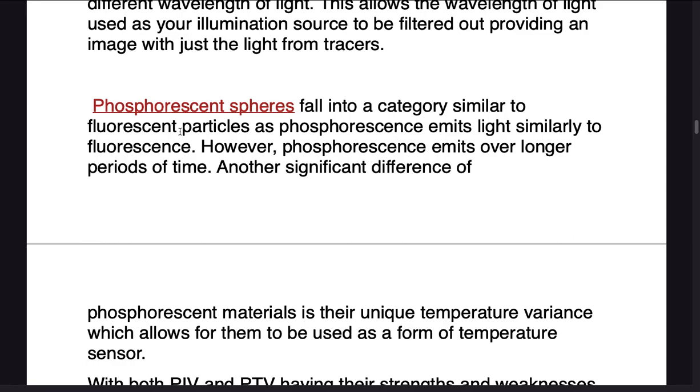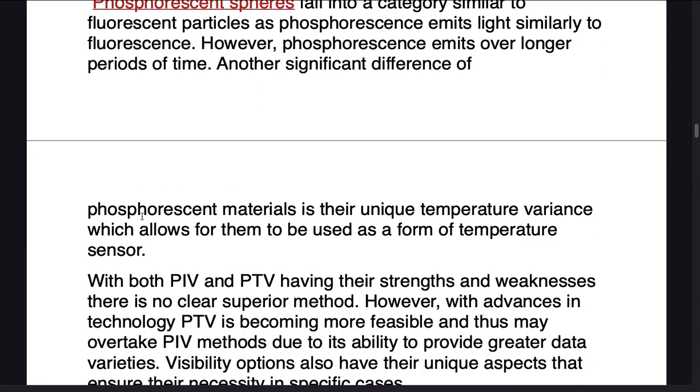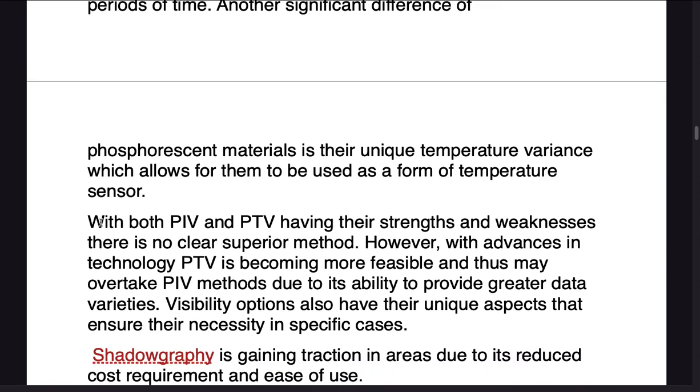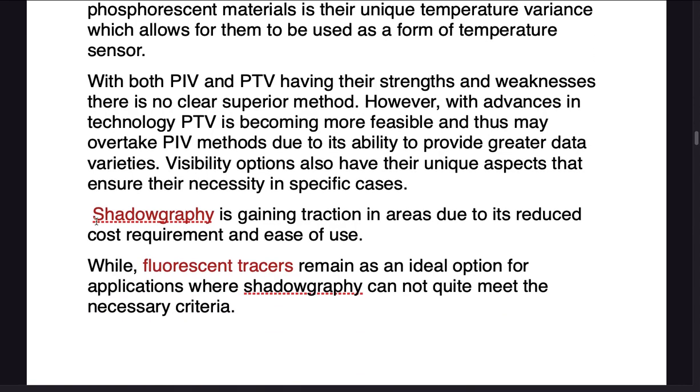Another example is phosphorescent spheres, which fall into a category similar to fluorescent particles, as phosphorescent materials emit light similarly to fluorescence. However, phosphorescence emits over a long period of time. Another significant difference of the fluorescent material is its unique temperature variation, which allows it to be used as a form of temperature sensor.